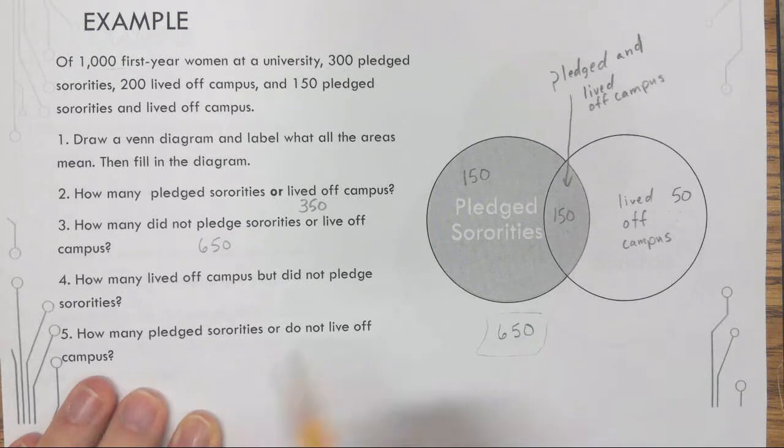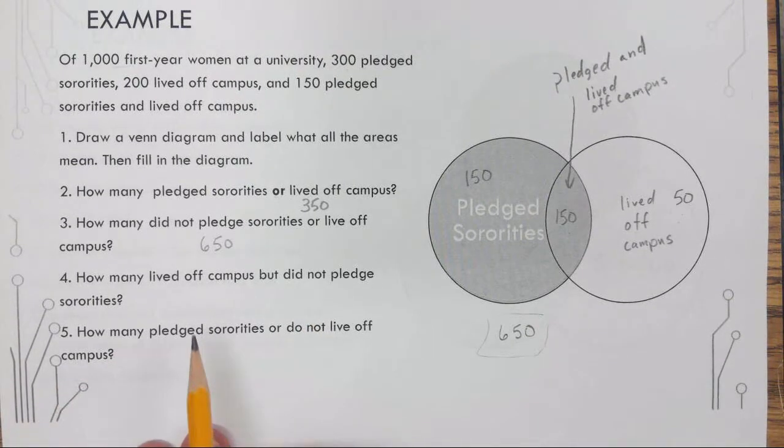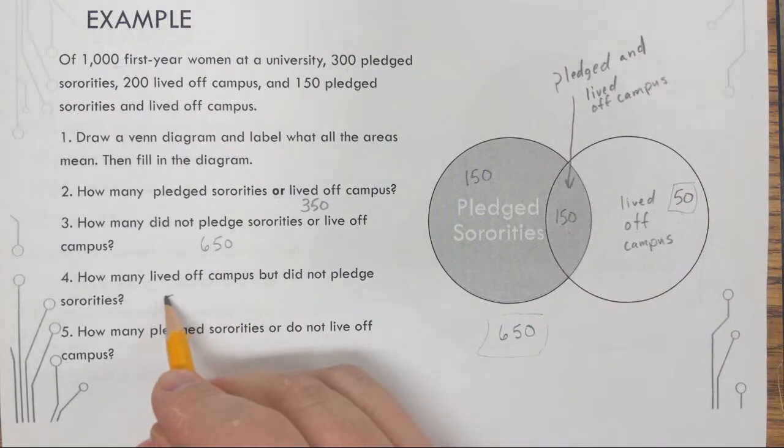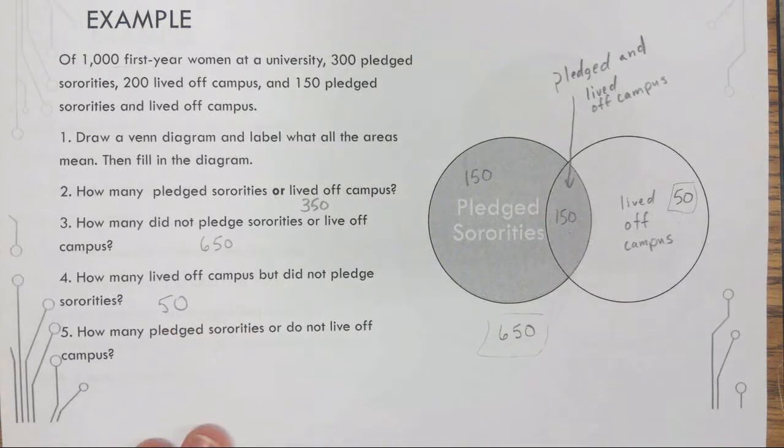Okay? These last couple questions. How many lived off campus but did not pledge sororities? Well, we found that to be 50. So there, that one's 50.